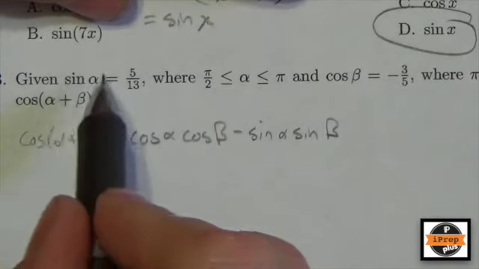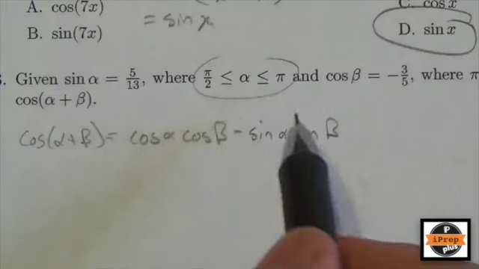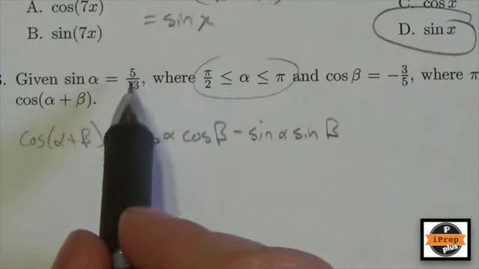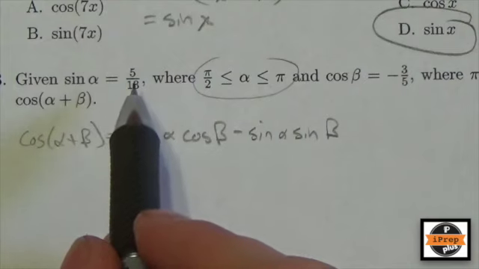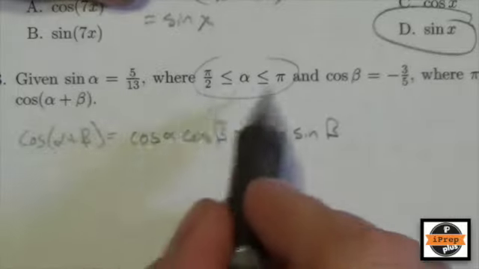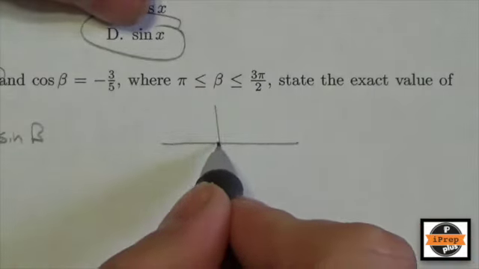First of all, I'm told that the sine of alpha is equal to 5 over 13, where alpha is between pi over 2 and pi. Now, the reason why they're telling me this is because there are two places where sine would be positive along the unit circle. So what I'm telling you right now is that alpha, and I'm going to draw this over here, alpha is in quadrant 2.